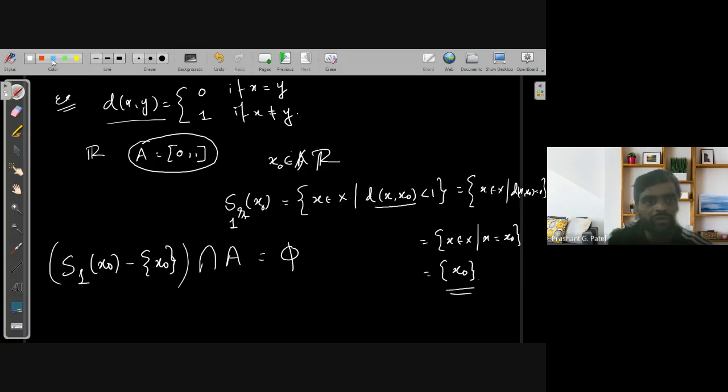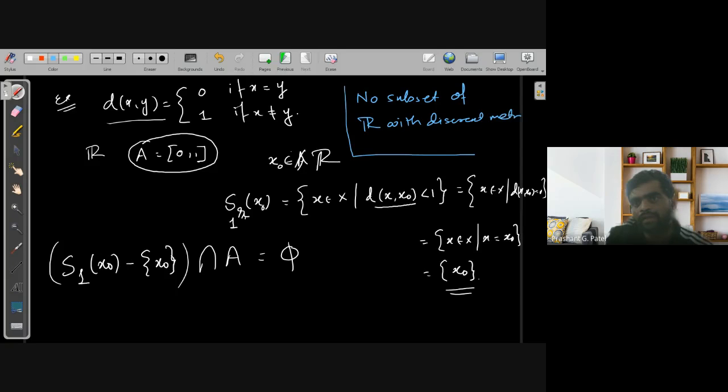So this is very important. We can write: no subset of R with discrete metric has a limit point. There will be no subset of R which has a limit point.